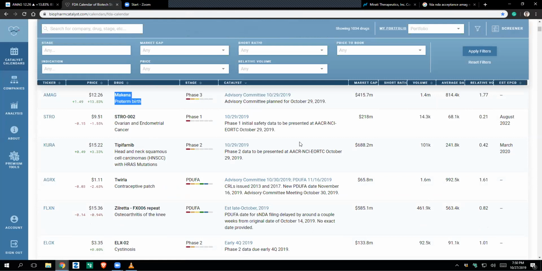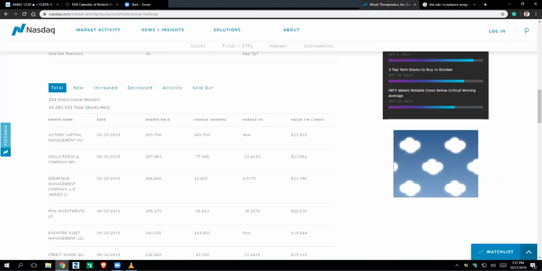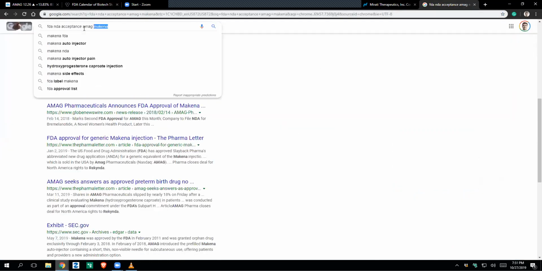STRO phase 1 data. Okay, I'm going to skip this one. This is a company that I don't know well about. Cura. So this is one I keep on hearing a lot about. Let's look at this one. I have not really invested in this stock in the past, but I know it's very widely followed. And phase 2 data at ACR October 29th, which is going to be Tuesday. So let's look at this one.